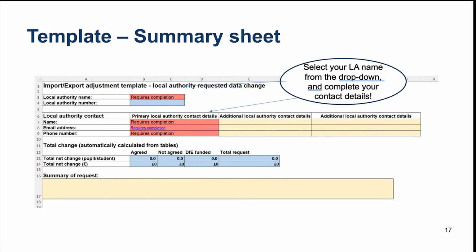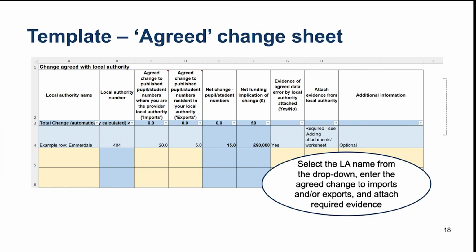And then on to the agreed change sheet. So this is for those changes where you have evidence of agreement to the change from the relevant local authority. So in this example here, my local authority has agreed a total change with Emmerdale local authority that actually relates to 2 providers. So column A, you select the other local authority's name from the drop-down list. And at column C, you'll enter the pupil number change to the imports data.